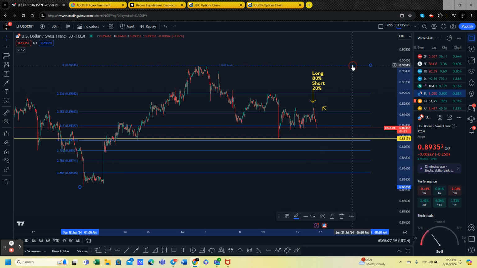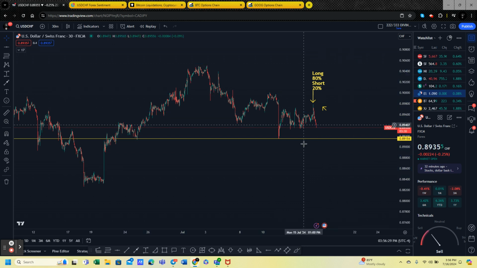So this is pretty good. I still would be looking for the bias to go to the downside. Basically, I'm not looking for nothing long. I want to look for shorts. I want to look for opportunities to get short. In fact, if the price pulls back up in here, I'm looking to get short.